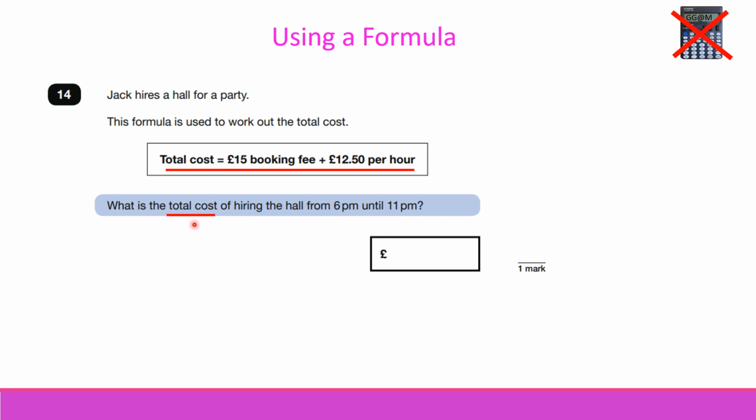So you've got to work out the total cost of hiring the hall from 6 p.m. to 11 p.m. and this will give you 1 mark. Remember to write your answer in the box provided. So your key fact is that we're going to be using a formula. You need to substitute in the values that are given. So the value that you're going to be given is the time. So you've got to work out the time the party is going to be on for. So it's £12.50 for every hour. So work out how many hours it's for, then add on your booking fee to work out the total cost.